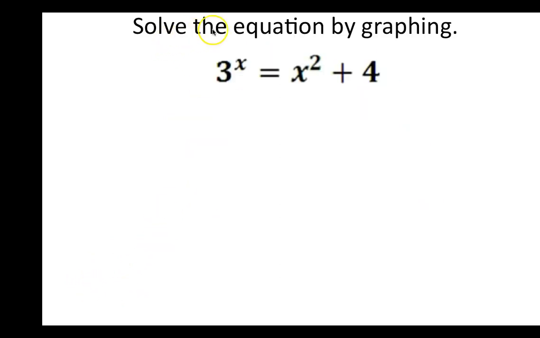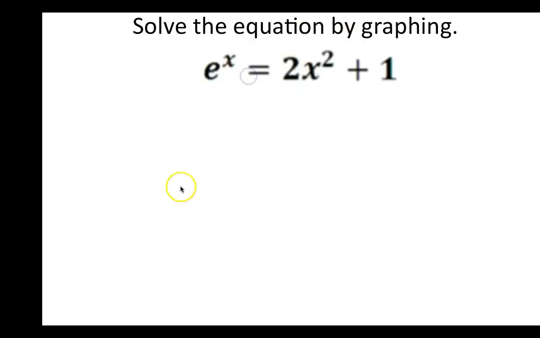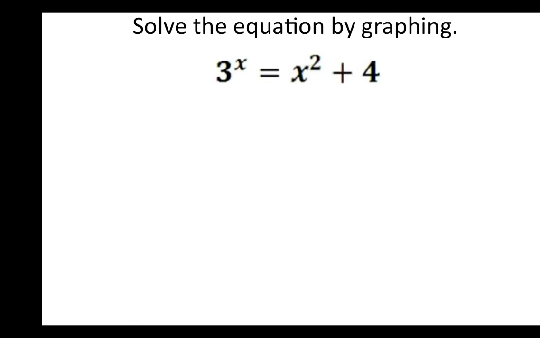Okay, so here we're asked to solve the equation by graphing, and if you tried algebraically using all of our tools, you really wouldn't be able to come up with anything definitive. So we know we have to use graphing anyways. So again, we take each side of the equation and we make it y equals. So y equals 3 to the x, and then we're going to have y equals x squared plus 4. And we're going to open our graphing calculator, and we're going to graph both of those on the same graph.